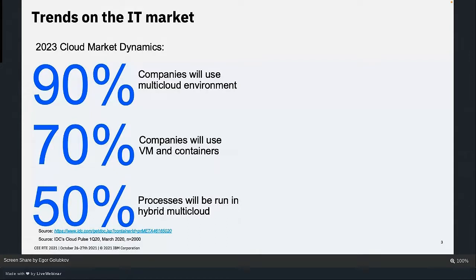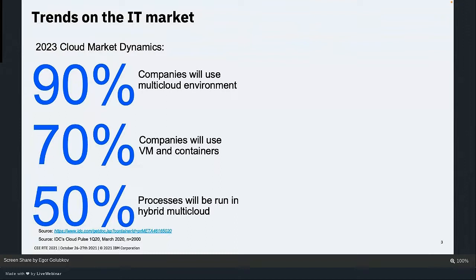Then the second interesting number is that 70% of companies will use virtual machines and containers. Today we're going to talk more about containerization, but Maria in the next presentation will tell you something more about the difference between virtual machines and containers. But it's also an interesting number. And the last one is that 50% of processes will be run in hybrid multi-cloud.